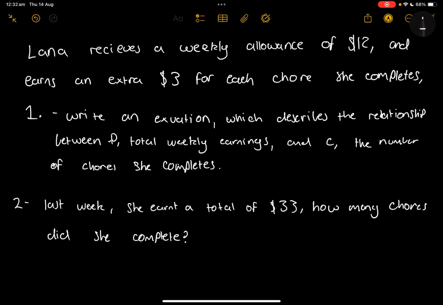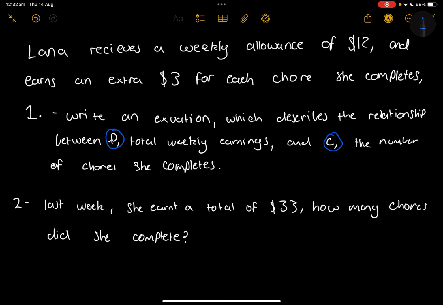And question 2. Last week, she earned a total of $33. How many chores did she complete? A few things to note before we start. This here, the P, and this here, the C, can be anything.